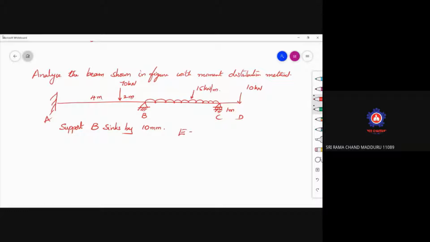E is equal to the value of Young's modulus of the material for the entire section is given, which is 200 kilonewton per mm square. Moment of inertia is given as 4000 into 10 power 4 mm power 4. So they are asking us to draw BMD and SFD. So this is the given problem. So with the help of moment distribution method, this problem is to be solved.